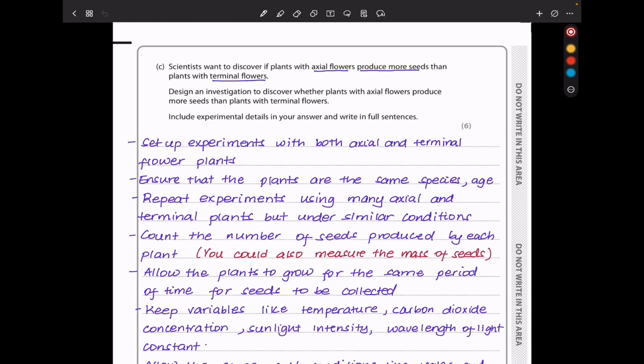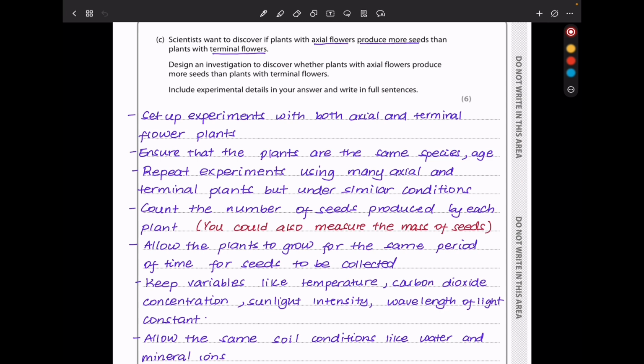And next they say scientists want to discover if plants with axial flowers produce more seeds than plants with terminal flowers. They want you to design an investigation to discover whether plants with axial flowers produce more seeds than plants with terminal flowers. They want you to include experimental details in your answer and write in full sentences. So here we need to set up experiments involving both axial and terminal flowers. We have to make sure the plants we use are the same species, and they have to be the same age.